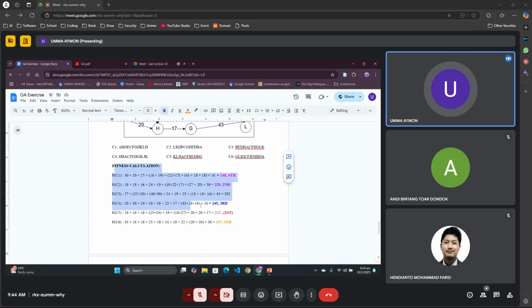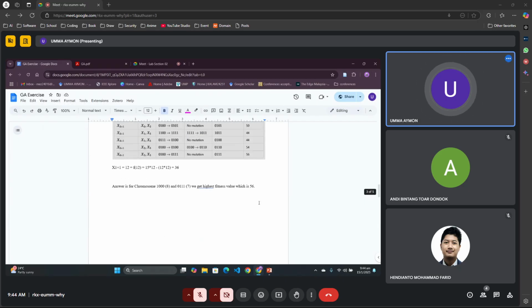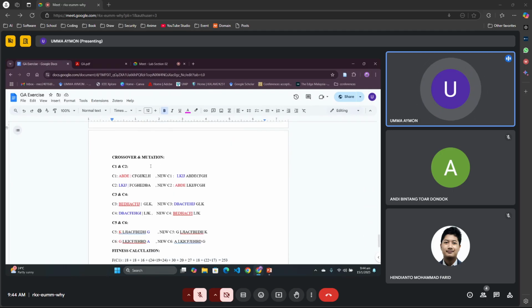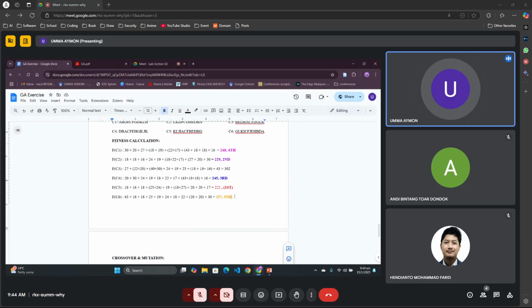Now after that you can calculate the fitness ratio. For that you just need to add all of this, and divide, for this one, 248 divided by total value into 100, as we have done previously. We can do that fitness ratio. Let's just do the crossover and mutation. For example, you can choose it randomly, but it's better to choose with the highest fitness values.